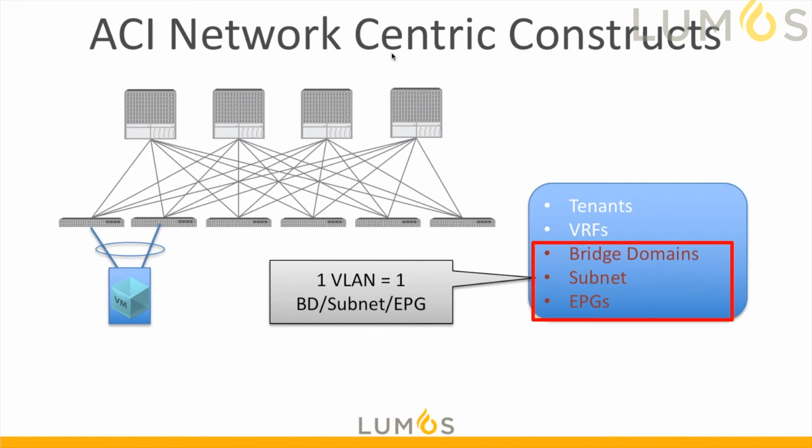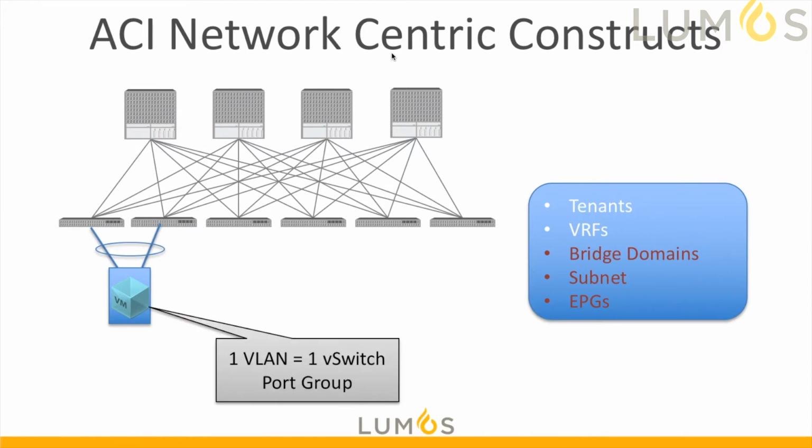So here, bridge domain, subnet, EPG, we have this one-to-one-to-one relationship. One traditional VLAN in our legacy model equals one bridge domain, one subnet, one EPG in our ACI model. And finally, if we're doing VMM integration, one traditional VLAN is also going to equal one vSwitch port group. So when we create that EPG, this is VLAN 10, we're going to create a port group down on the vSwitch that also says VLAN 10.